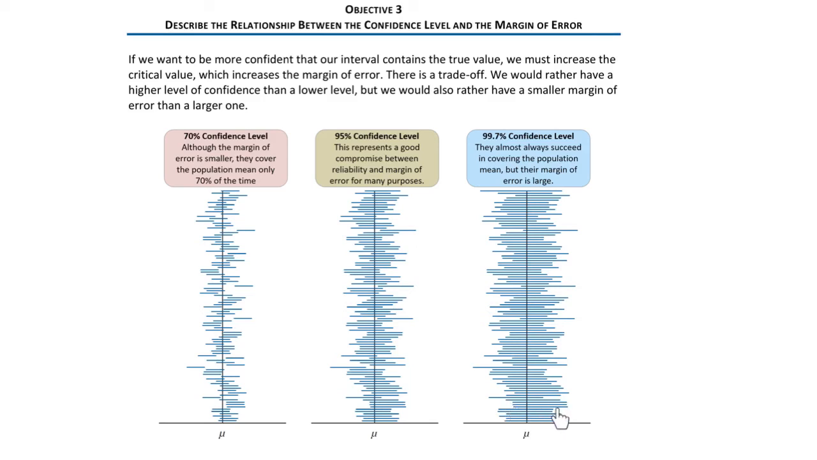The rightmost diagram always succeeded in covering the population mean, but their margin of error is large. So the good compromise between the reliability and margin of error is the 95% confidence interval.